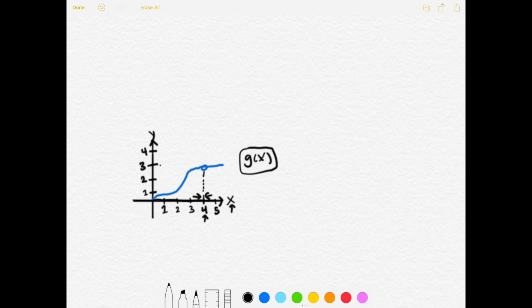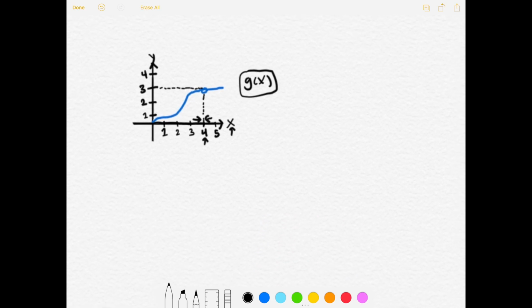And again, it seems to be the y value 3. So we would say that the limit of g of x is, again, 3, because although it is not defined at the x value 4, the limit is still 3.